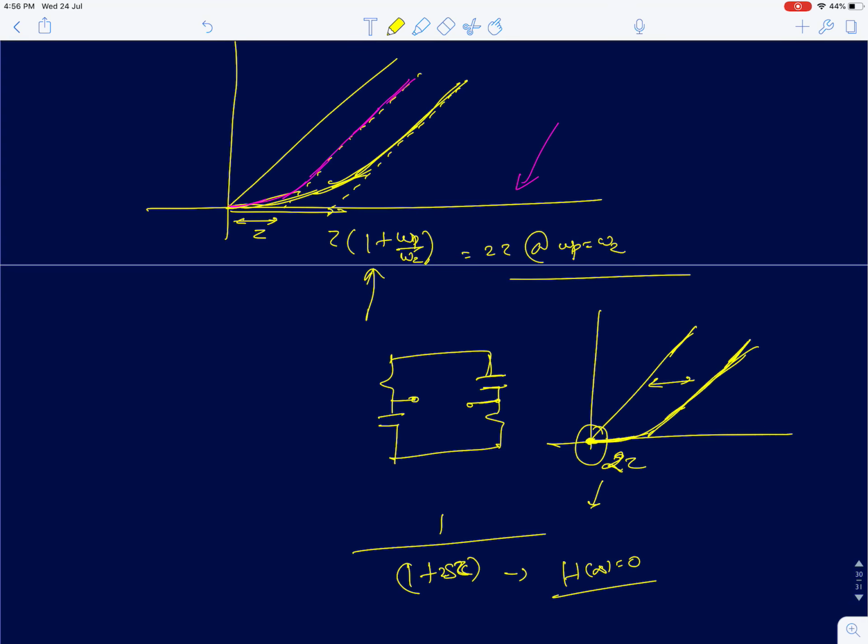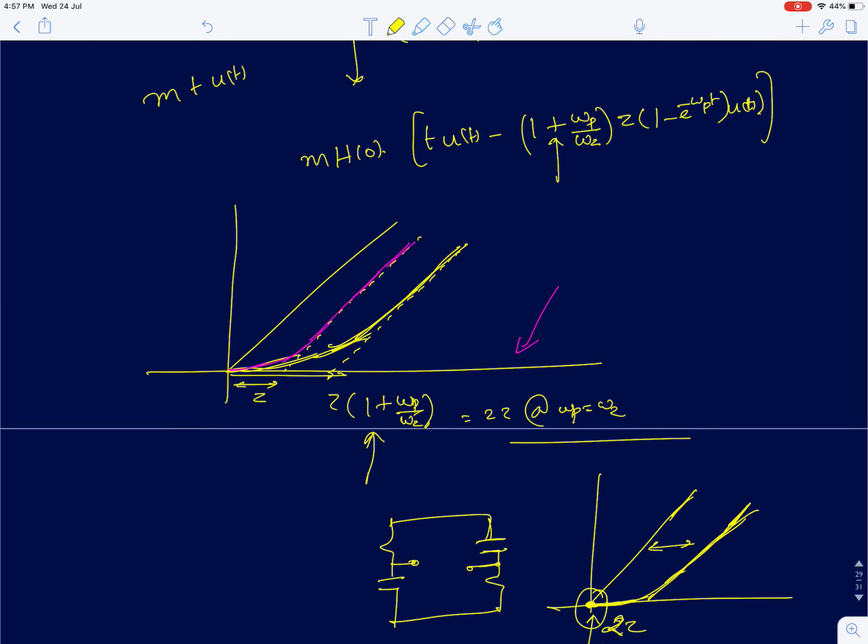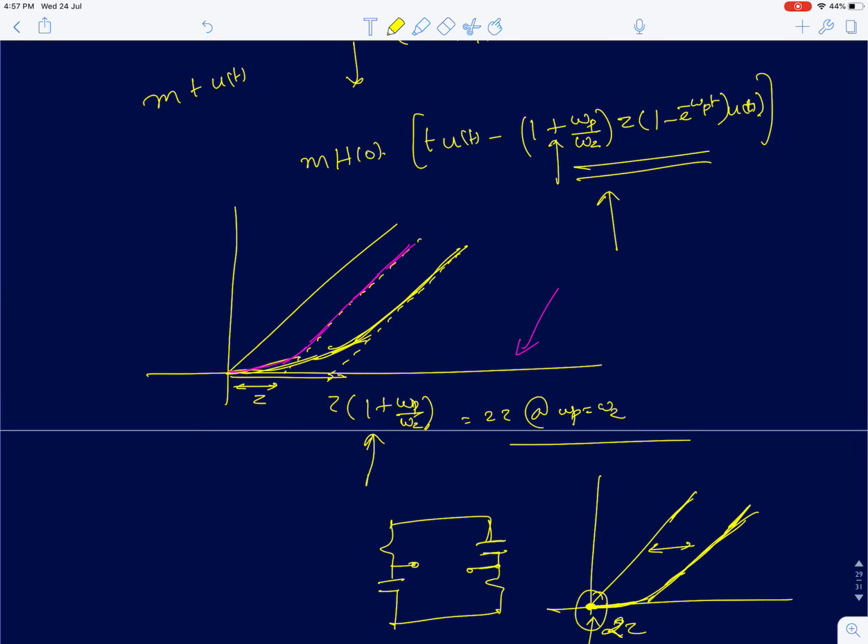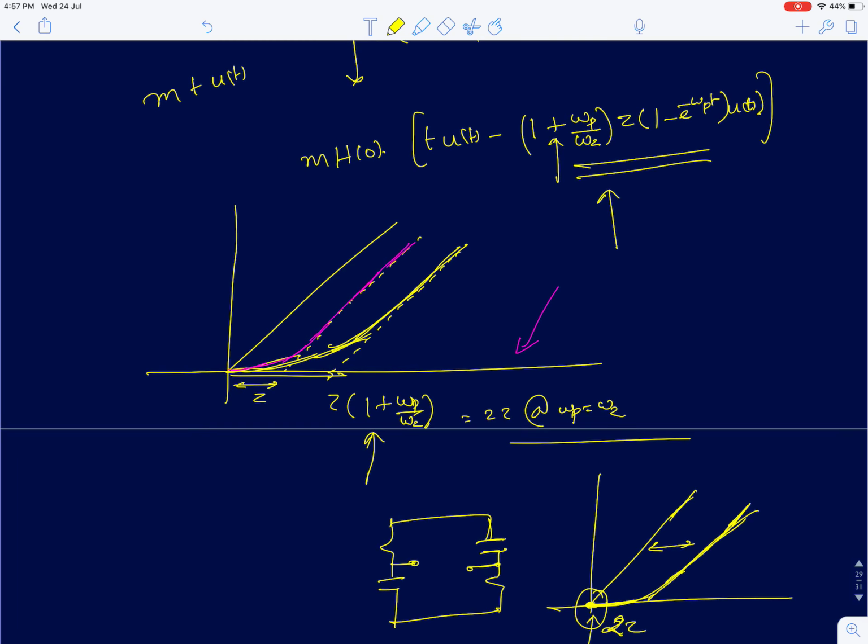In the steady state, at the origin the first order system will have 0 slope, but the system with a finite 0 will have a finite slope. It won't rise parabolically. It will rise linearly, but with a slightly different slope. You can show that it will rise with a slope same as the input. If I assume omega equal to omega p, then you would get t into u of t minus 2 tau into 1 minus e power omega p t into u of t.